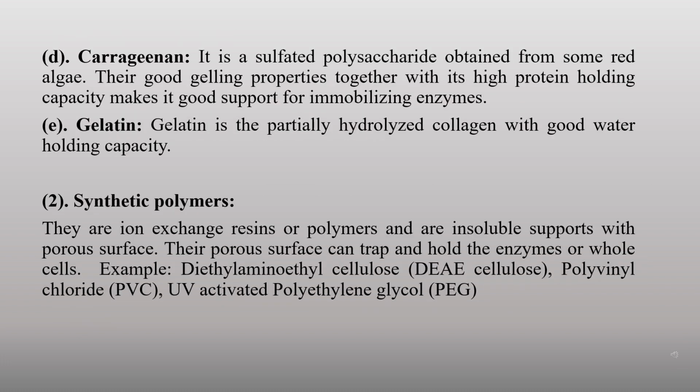Carrageenan. It is a sulfated polysaccharide obtained from some red algae. Its good gelling properties, together with its high protein holding capacity, make it a good support for immobilizing enzymes. Gelatin. Gelatin is the partially hydrolyzed collagen with good water holding capacity.